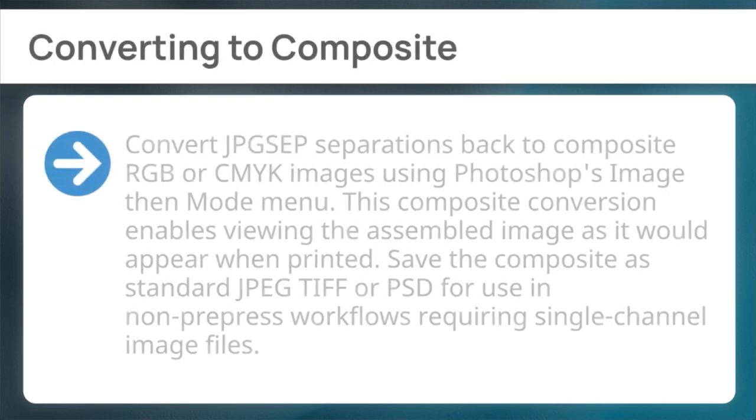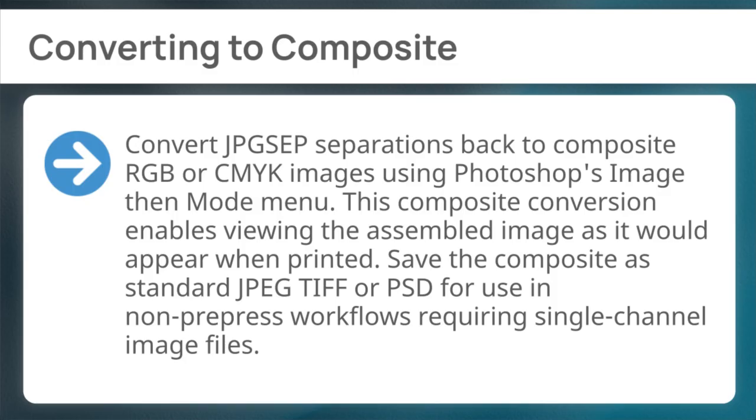Finally, converting to composite. Convert JPGSEP separations back to composite RGB or CMYK images using Photoshop's Image, then Mode menu. This composite conversion enables viewing the assembled image as it would appear when printed. Save the composite as standard JPEG, TIFF, or PSD for use in non-prepress workflows requiring single-channel image files.